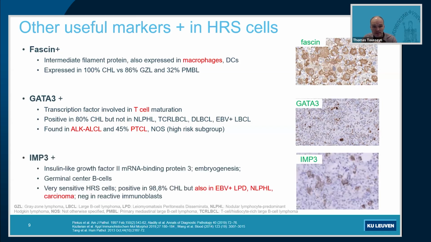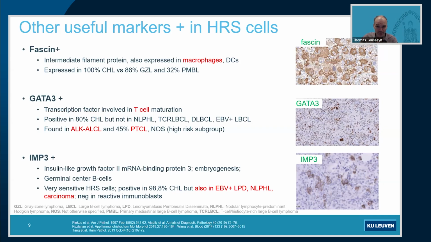And then one marker that I personally really like is IMP3. IMP3 is a protein involved in embryogenesis and is present in normal reactive germinal center B cells. So if there are some germinal centers present, there's always an internal control for you to use. But if you have a Hodgkin lymphoma, these Reed-Sternberg cells really stand out, and very few background cells will stain. So it's very sensitive for Reed-Sternberg cells. But on the other hand, it's not specific.